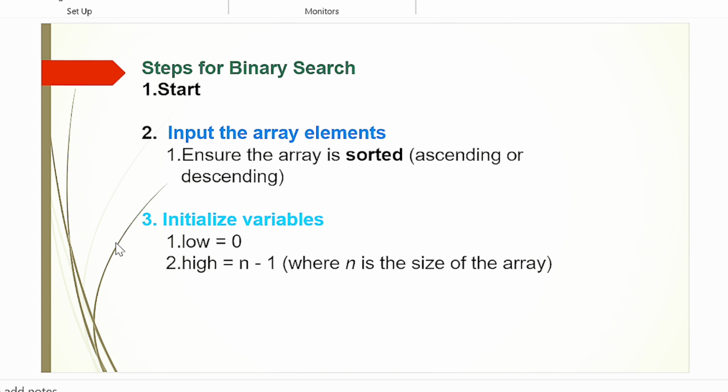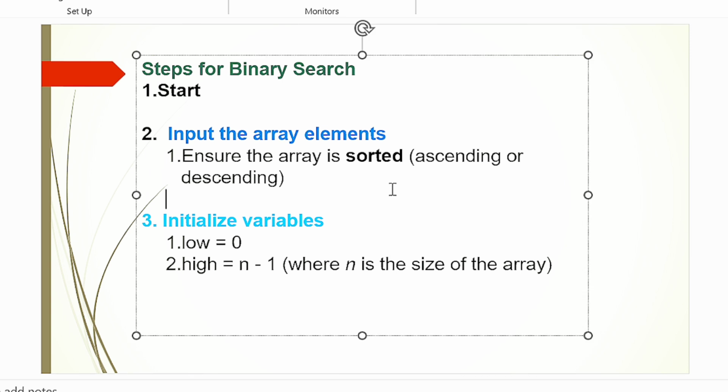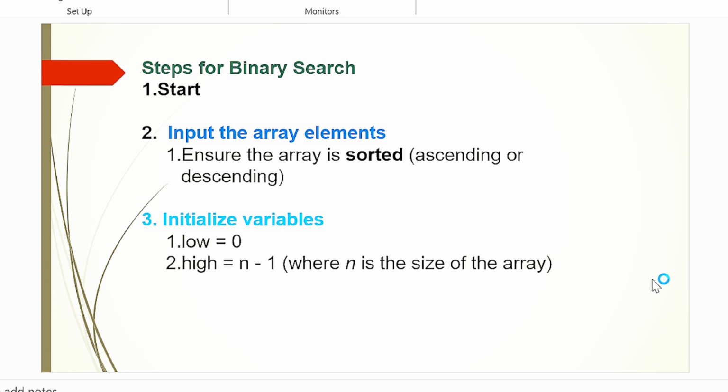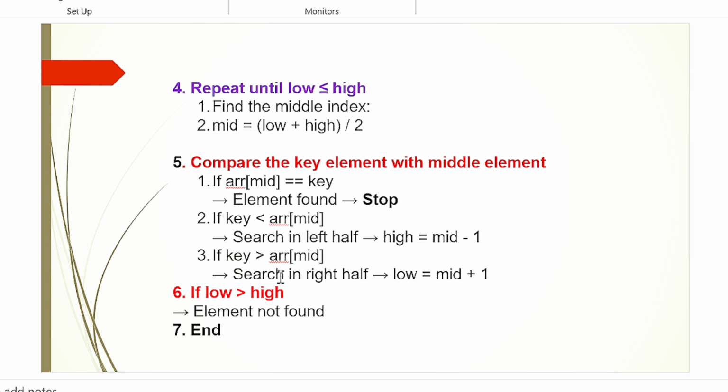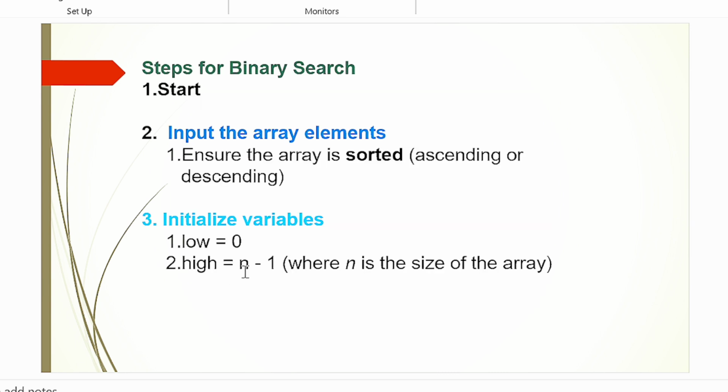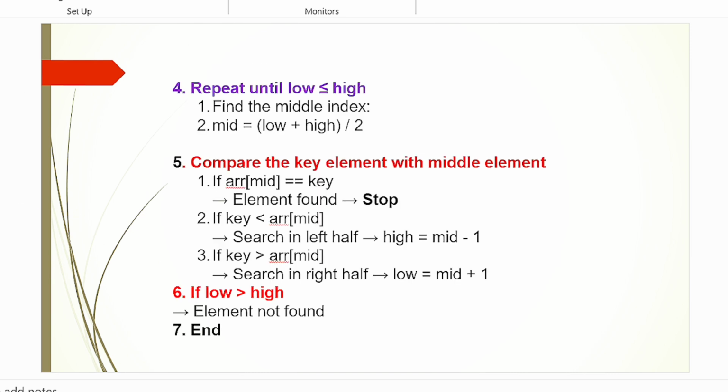In binary search, what are we going to do? We are going to take the values and divide them into two equal halves. When we divide into two equal halves, the initial low value will be given as 0, whereas the high value will be n minus 1. Then we have to repeat.